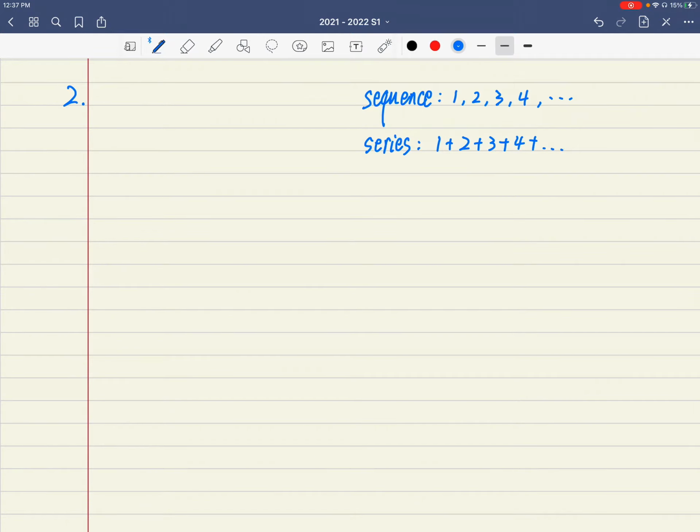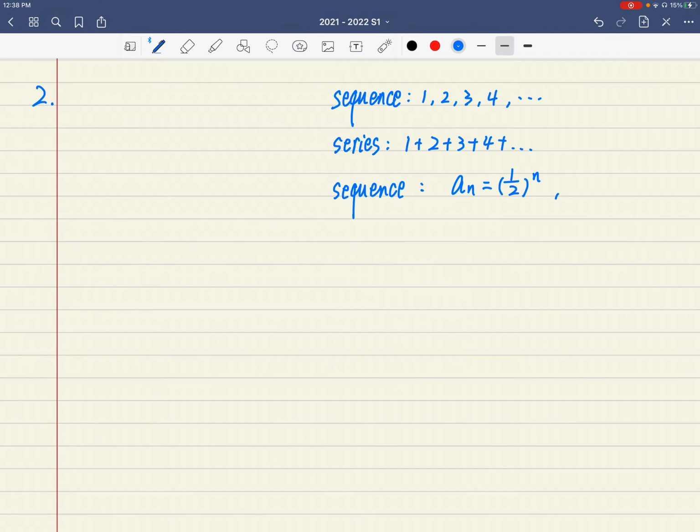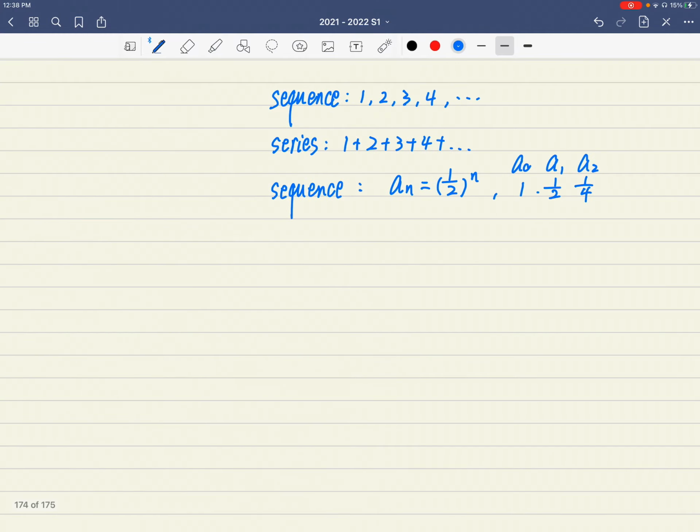So for example, for a sequence, you just need to tell me what a_n is. For example, a_n is (1/2) to the power of n. So the sequence is a0, which is (1/2) to the power of 0, which is 1. So a0 is 1, a1 is 1/2, a2 is 1/4, etc. That is the sequence.